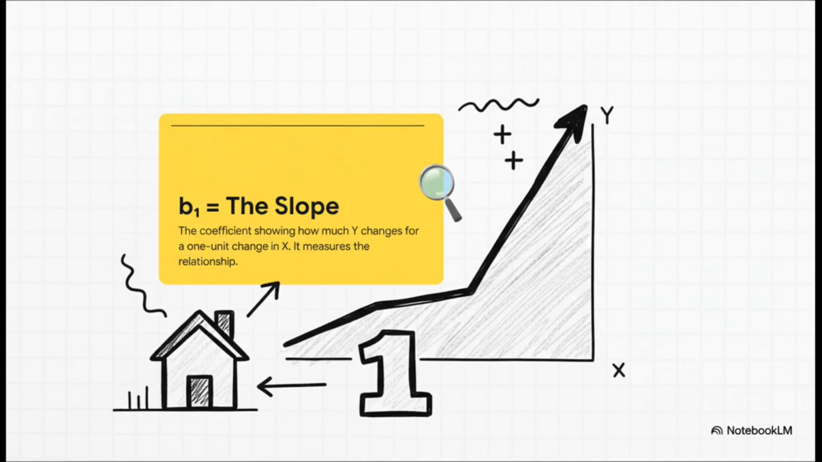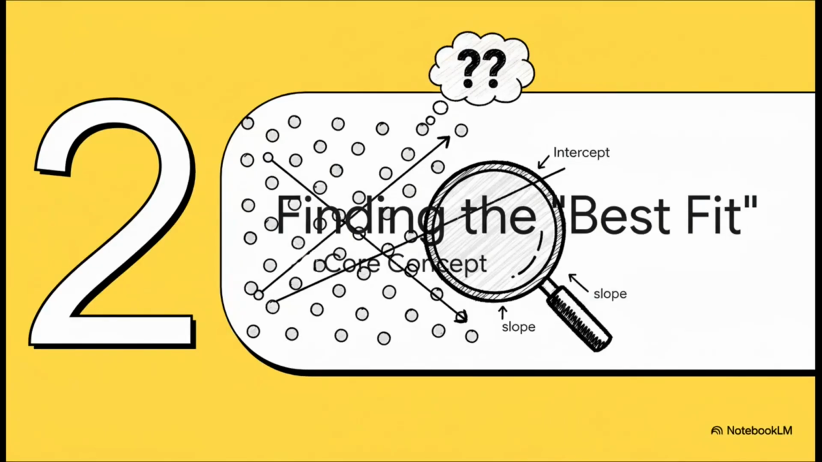And now for the real star of the show. b1, the slope. This is the magic number. It's so important because it tells us exactly how strong the connection is between the size of a house and its price. It answers the question, for every extra square foot we add, how much does the price go up? That's the slope. Okay, so the computer's job is to find the perfect intercept and that perfect magic slope.